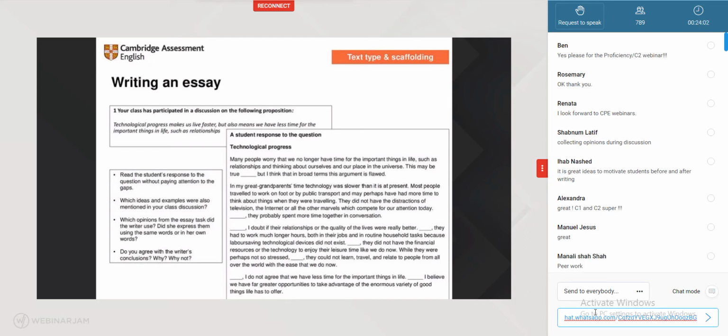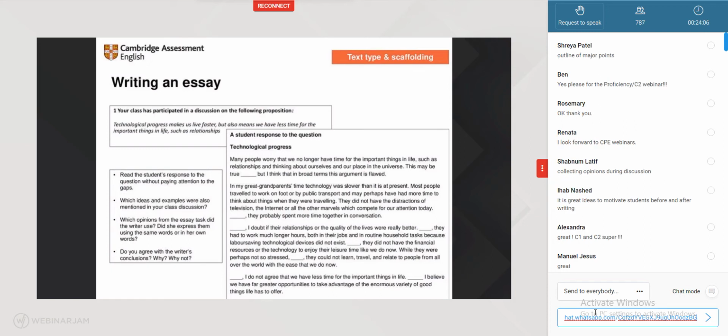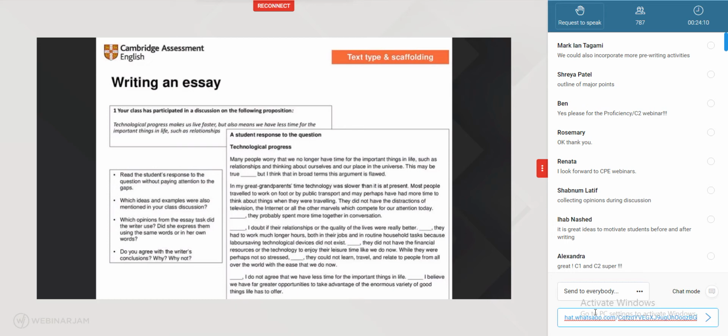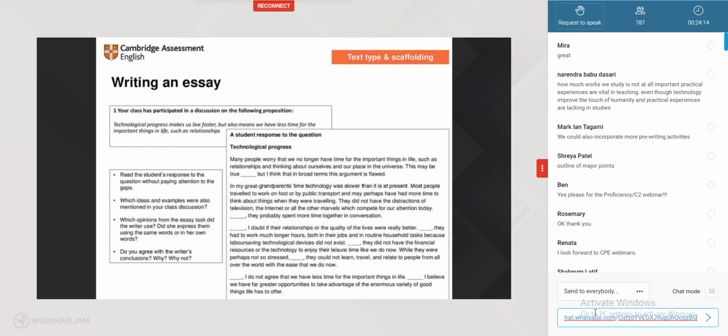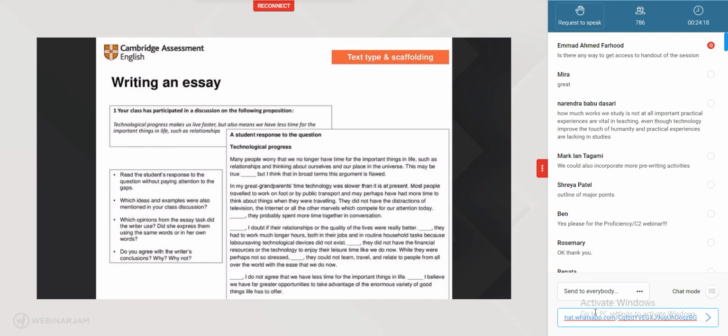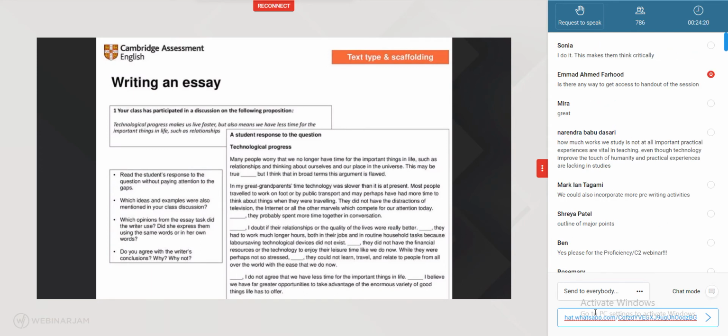If you look in the C1 Advanced Handbook for Teachers, which David might be able to put up in the chat box, you have various sample answers for different text types with examiners' comments. We'll look at a couple of these in a minute, but it's a really nice way to show them what typical students of their level are producing. And you can get a lot of different activities out of them as well.